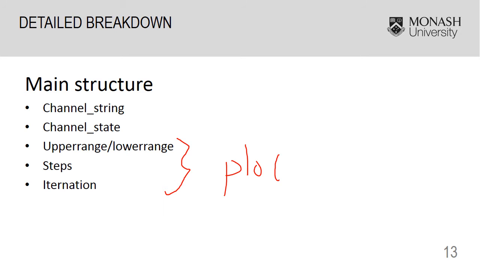Upper range, lower range, steps and iteration are mainly for plotting. So if you want to plot the bit error rate and frame error rate over a certain range, you can use this function. If you would like to run all the functions individually to see how they perform in certain conditions, you don't have to input this.